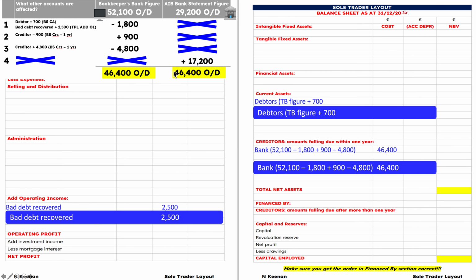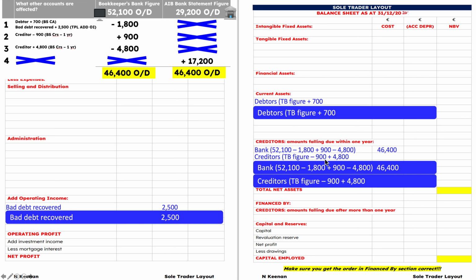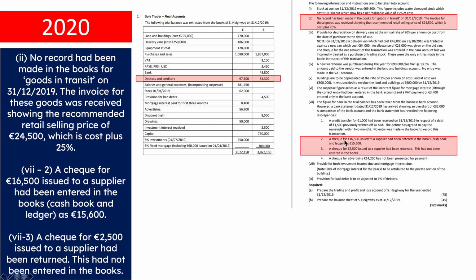And that is that. So how would the creditor look then? This is just the finished adjustment altogether, but just to put in the creditor, we would minus 900 and plus 4,800 to the trial balance figure. And that is that one done.